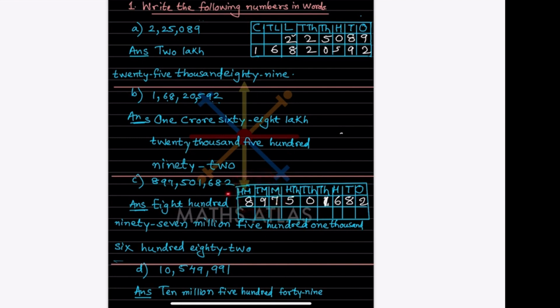897. So you will write 897 million. Okay. Now let us look at the thousands. This and this one. So what is that? 501,000. So you are going to write here 501,000. And what remains here is 682, that is 682. Hope that is clear. So what happens here? 897 million, 501,000 and 682.